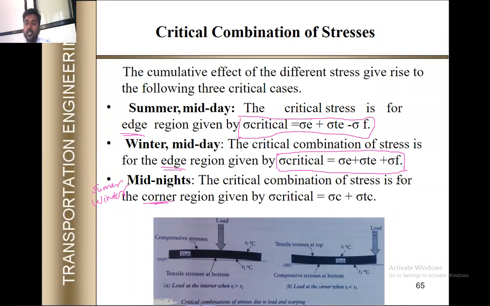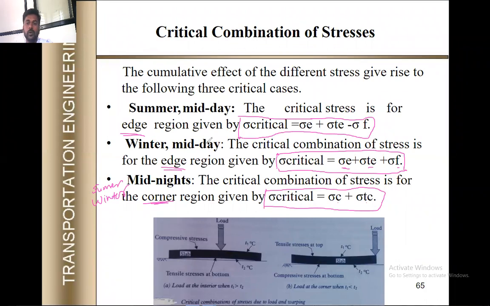The critical combination of the stresses at the corner is calculated by using the formula sigma critical is equal to sigma C plus sigma Tc. C indicates corner, T indicates temperature stresses, thermal stresses. F indicates frictional stresses, and sigma E is the stress due to the loading at the edge. E indicates edge.